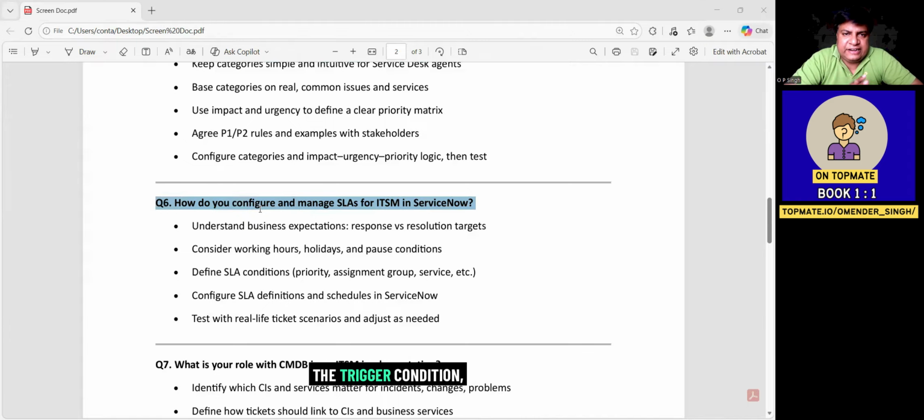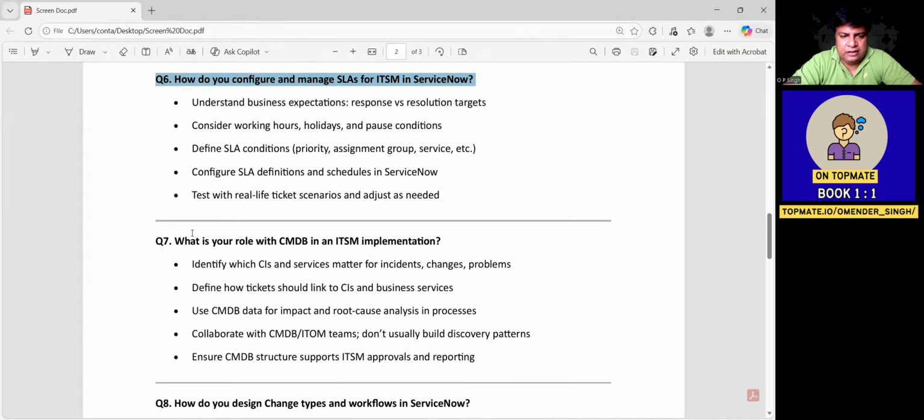Once you are done with the trigger conditions, you can configure SLA definitions and schedules inside ServiceNow according to all these definitions and rules. And then you can test it properly. So this is the complete way to configure and manage SLAs. Let's move to question number 7.